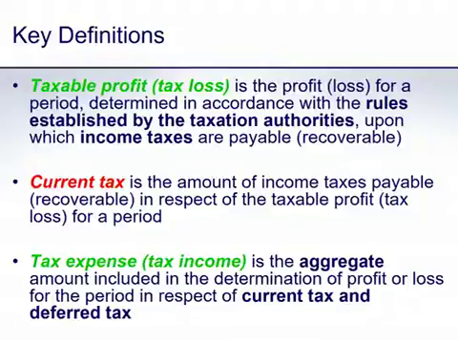Current tax is the amount of income tax payable or recoverable in respect of the entity's taxable profit or loss for the period. The tax expense or tax income is the aggregate amount included in the determination of profit or loss for the period in respect of current tax and deferred tax. So the tax amount in the statement of profit or loss and other comprehensive income includes both the current and deferred tax movements for the current period.